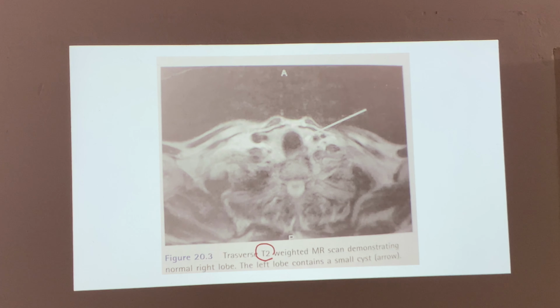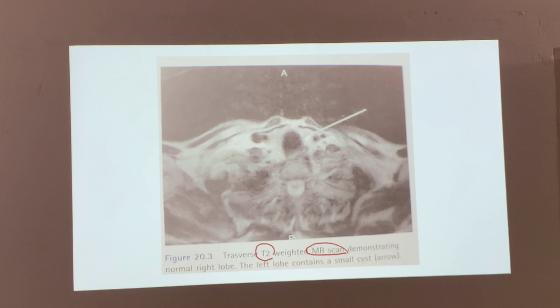T2 weighted MRI scan, especially noting the normal thyroid gland. I think this should be the normal thyroid gland in and around the trachea. Left lobe contains a small cyst. So this author is showing the cyst over here. We, being poor at identifying, should imagine that this is a thyroid scan, T2 weighted, especially showing the cyst. This is only a demonstration of the picture, that's it.